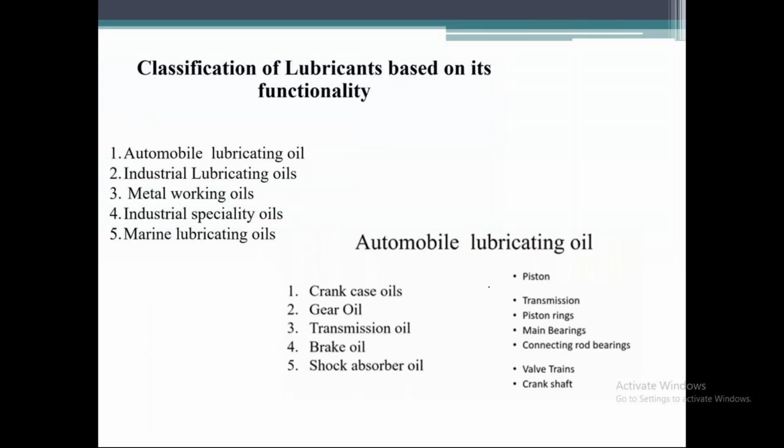So we'll start with the lubricating oils. Before going into the synthesis or how they are made, we will first see the classifications of these lubricants, based on their functionality. So first we'll focus on the function. This is again familiar to you: automobile lubricating oils, industrial lubricating oils, metal working oils, industrial specialty oils, and marine lubricating oils. These are the main classifications. If you subdivide these again, you can see that automobile oils, as you are well aware, are again classified.